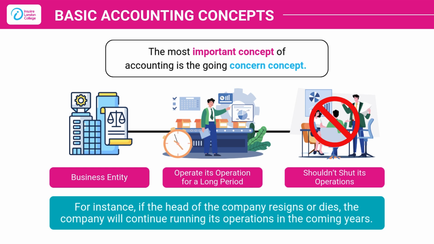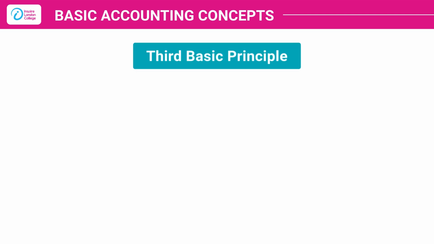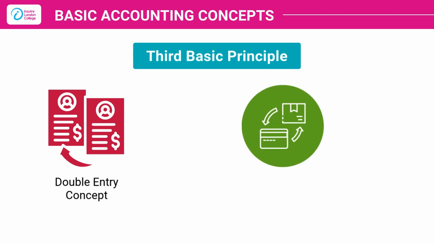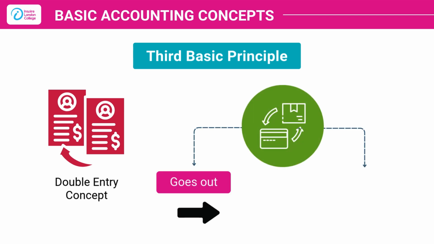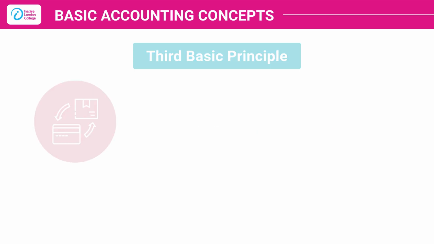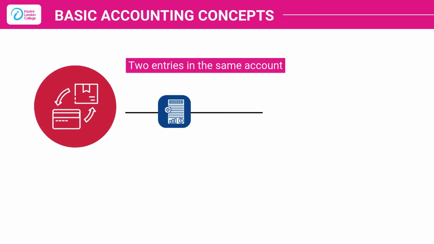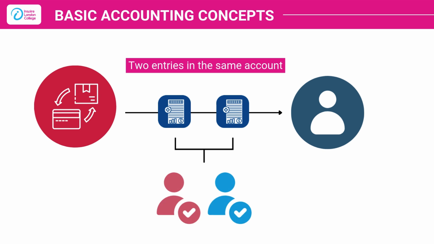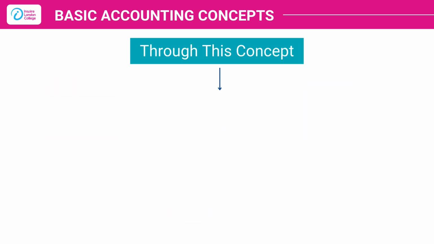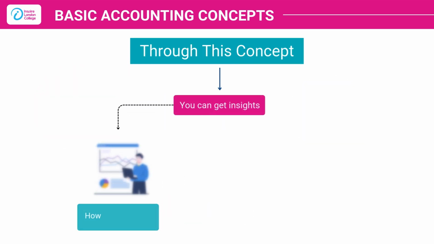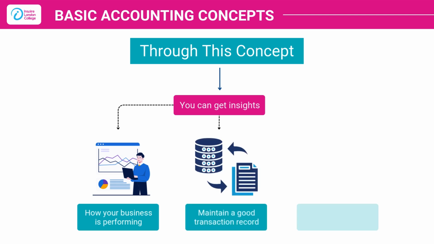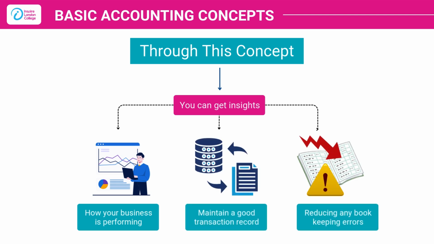Third basic principle is the double entry concept, which states that any transaction that occurs has two aspects, one that goes out and the second that comes in. This concept doesn't mean you make two entries in the same account, but in two different accounts. Through this concept, you can get insights into how your business is performing and help you maintain a good transaction record by reducing any bookkeeping errors.